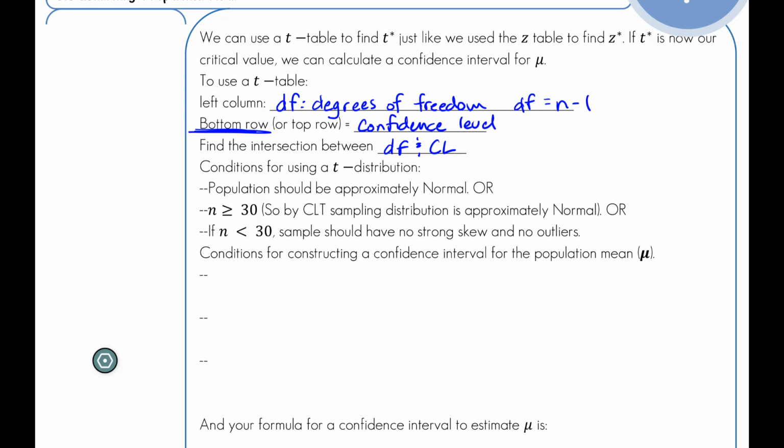All right? So let's go ahead and transition over to the t-table, which you can find as table B in the back of your textbook, or you can use the attached document that I've provided for you. And let's take a look at a couple of examples to try and find t-star.